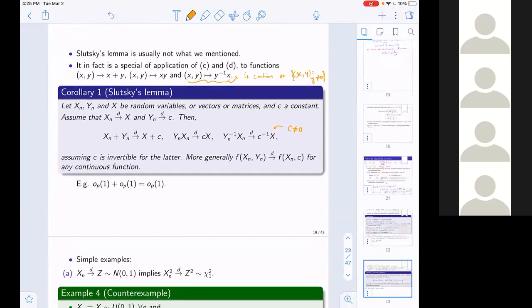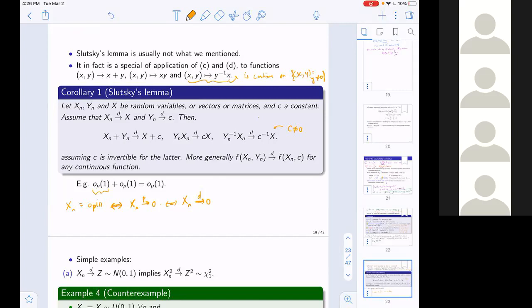Okay, one little statement here. If you recall, xn is OP of 1 is a mnemonic for xn converging to 0 in probability. And this is equivalent to xn converging in distribution to 0, because 0 is a constant.